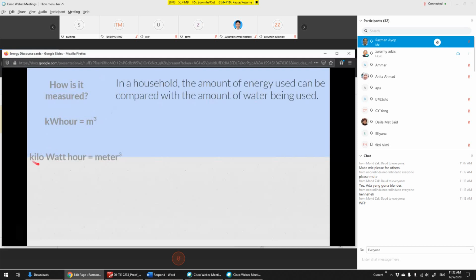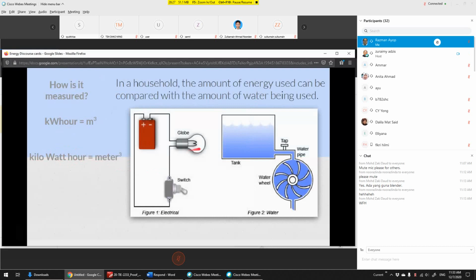This is just kilowatt, K is changed to kilowatt hour. Because in electrical engineering, watt hour is equivalent to the energy, how many joules we use. In meter cube, how much volume of water we use. In watt hours, how much joules do we use.